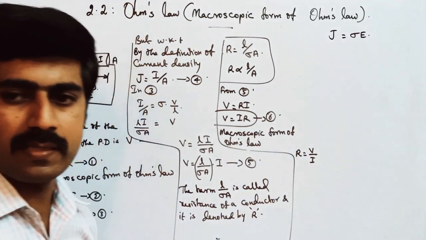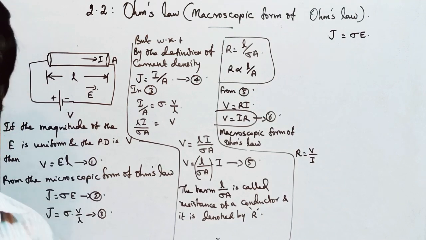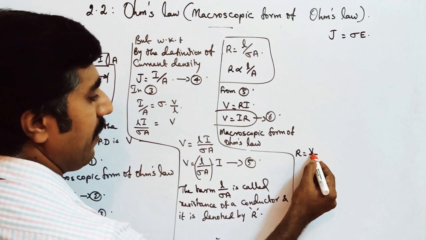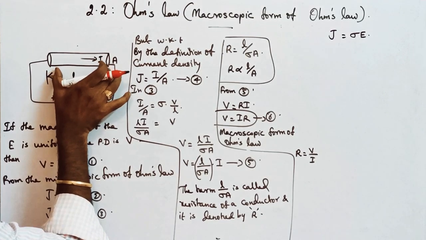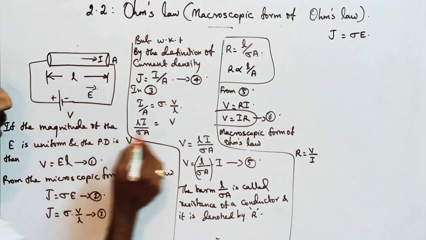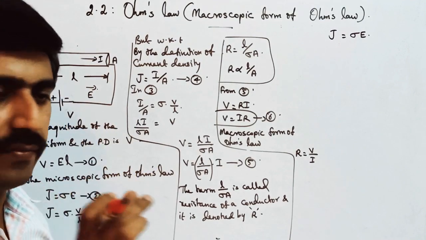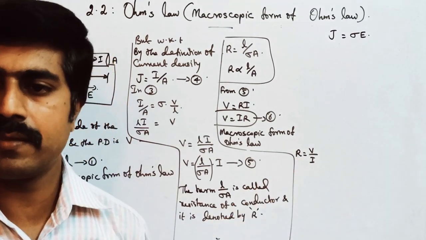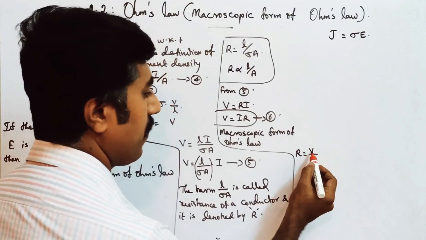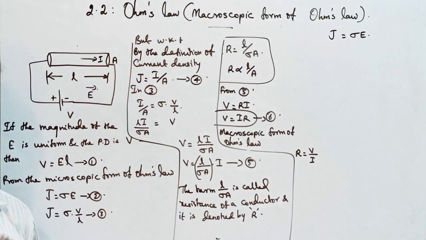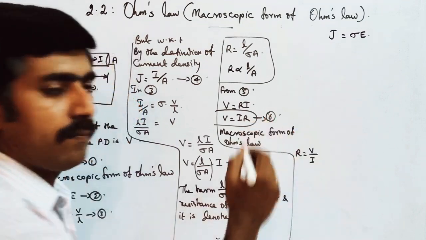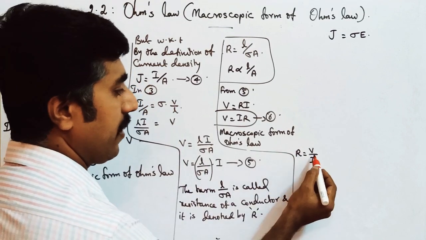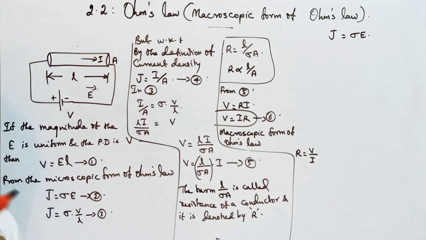So R is resistance. Now how will the question be asked? Define resistance of a conductor. The resistance of a conductor is defined as the ratio of the potential difference between the two ends of a conductor to the current passing through the conductor.